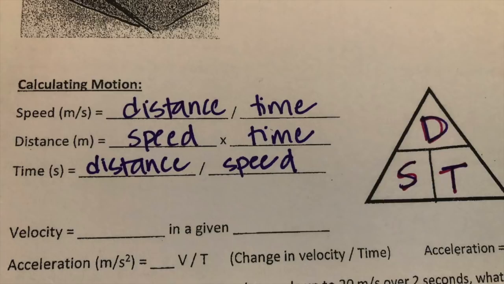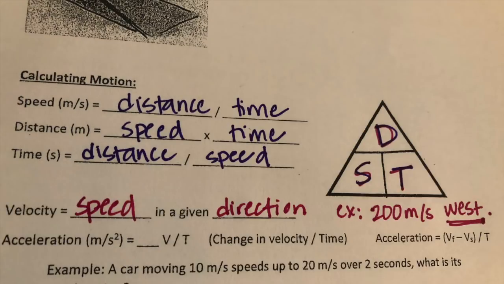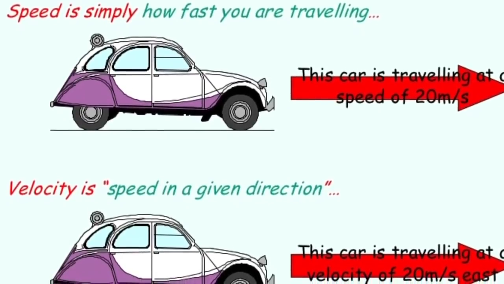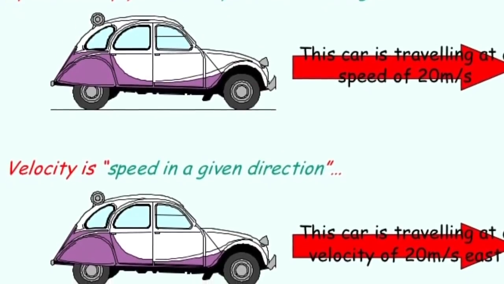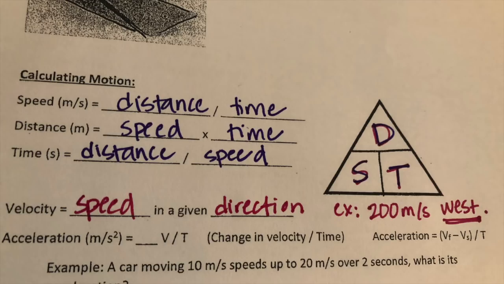It's important to recognize the difference between speed and velocity. When we talk about speed, we're just talking about the distance over time. If you talk about velocity, then you use that same speed, distance over time, but in a given direction. So in this example, we're just adding east to the car's movement to make it velocity.